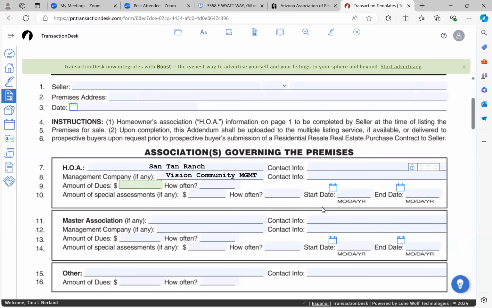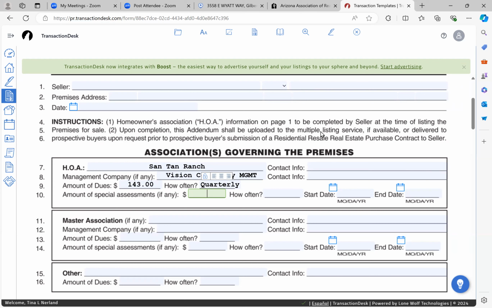What is the amount of dues? 143. How often? Is it monthly? Is it quarterly? Is it yearly? Is it biannual? Just put how often. Quarterly. Any special assessments? So assessments are going to be in addition to a monthly HOA fee.